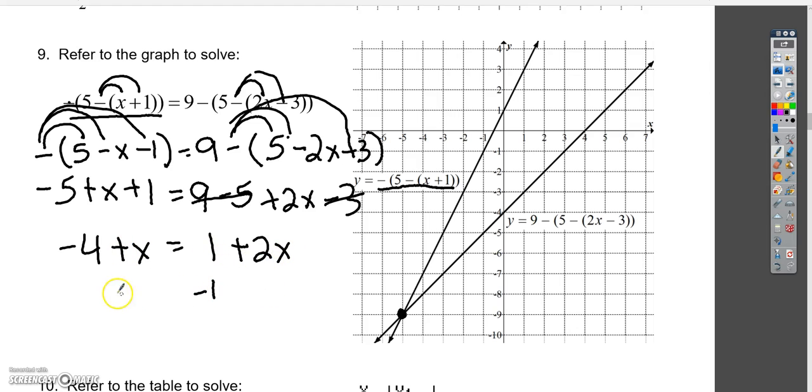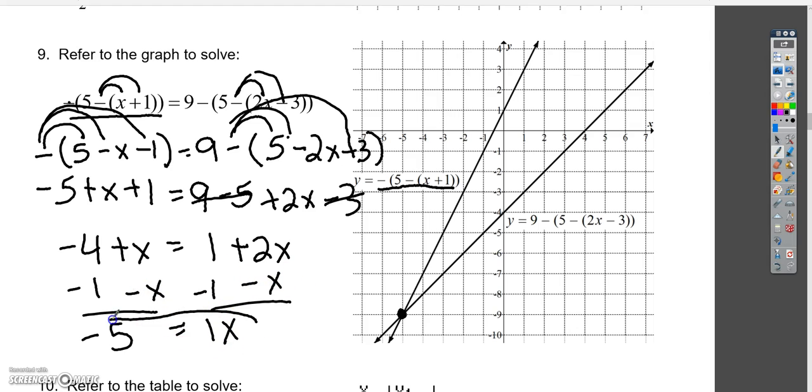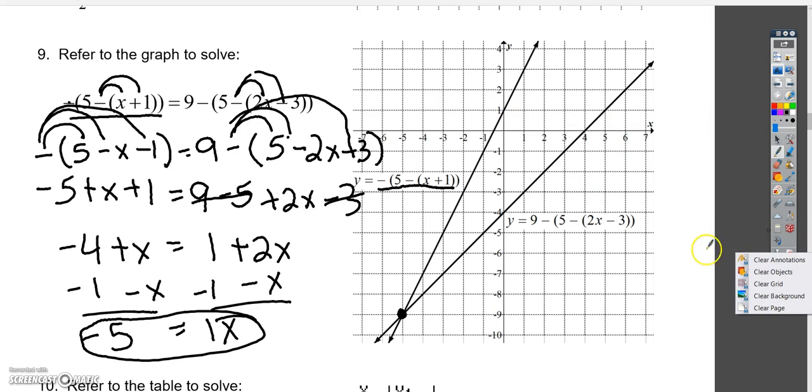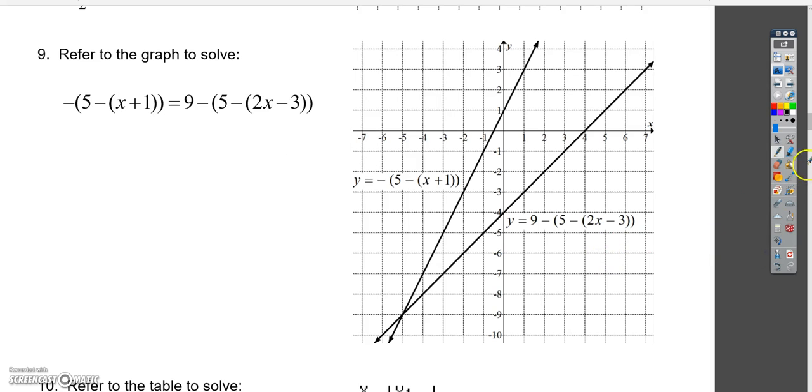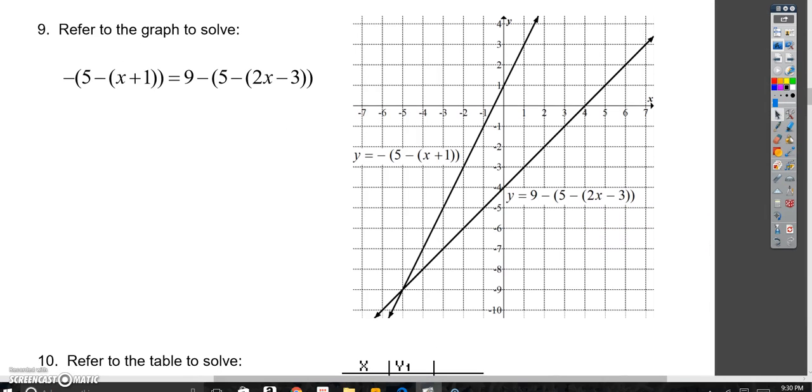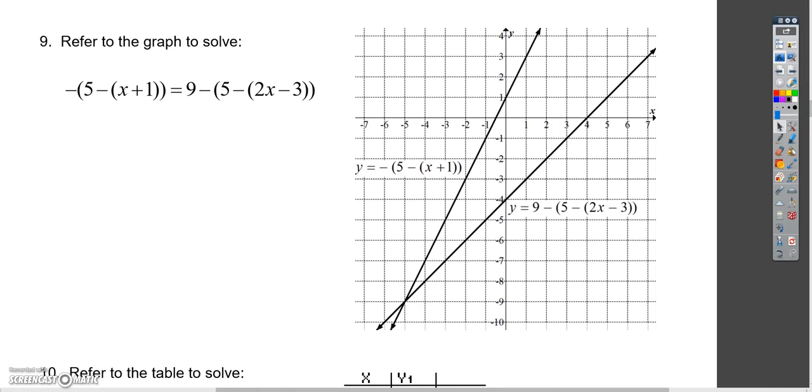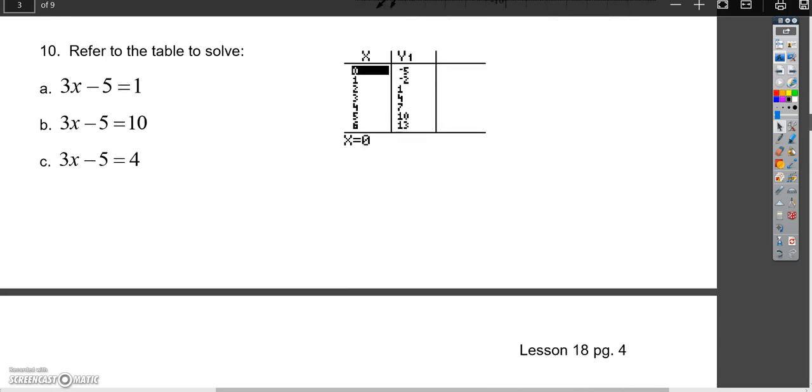So if I subtract 1, we get negative 5. Subtract x and subtract x, we get 1x. And so we can see x equals negative 5, just like we saw here. If we plugged it back in, we could see numerically that, yes, it's the same on both sides. There it is.